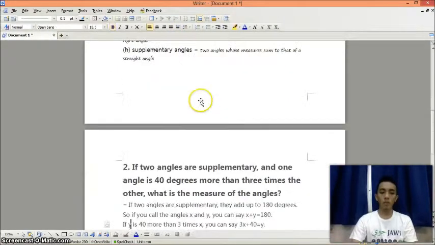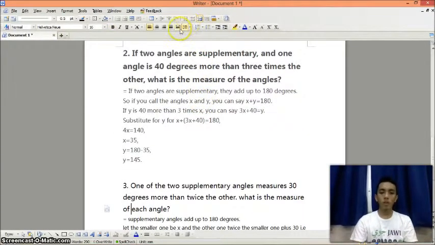Okay, move on to the second question. If two angles are supplementary and one angle is 40 degrees more than 3 times the other, what is the measure of the angles? So the solution is here. If two angles are supplementary, when we add them up, they become 180 degrees. If we call the angles x and y, we can say x plus y equals 180. In the question, it says that one angle is 40 degrees more than 3 times the other.